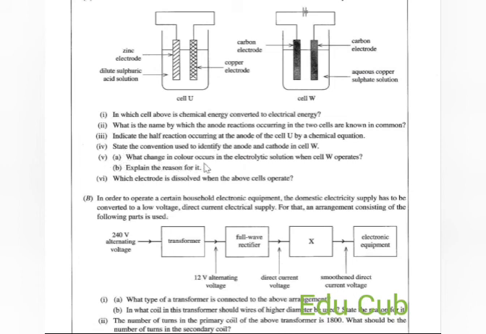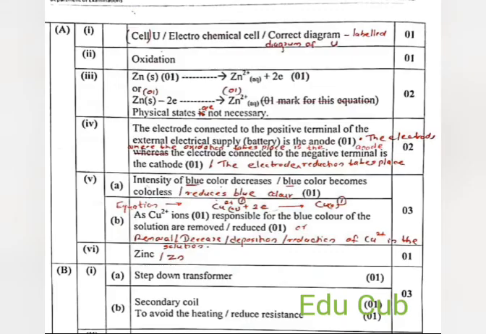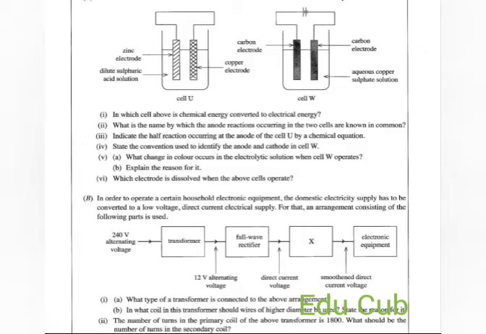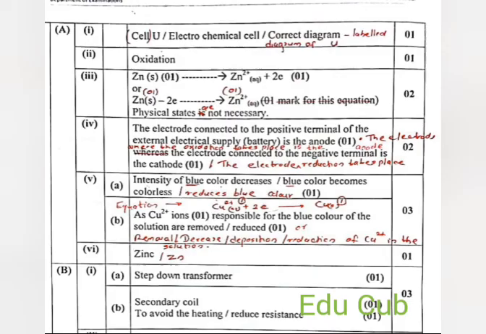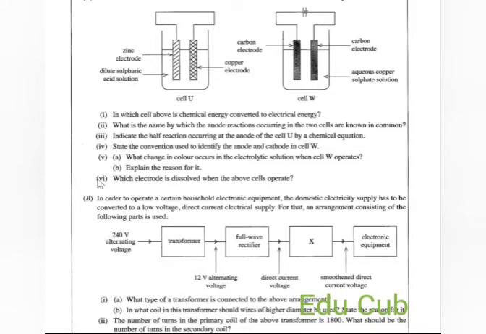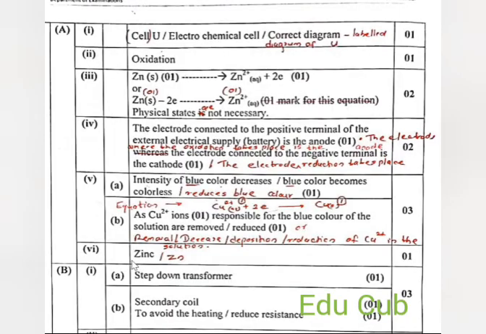Five A, what color change occurs in the electrolytic solution when cell W operates? Blue color decreases, maybe it becomes colorless. B, explain the reason for it. Copper 2+ ions are responsible for the blue color of the solution. They will be removed, or reduced. 6. Which electrode is dissolved when the above cell operates? Zinc.